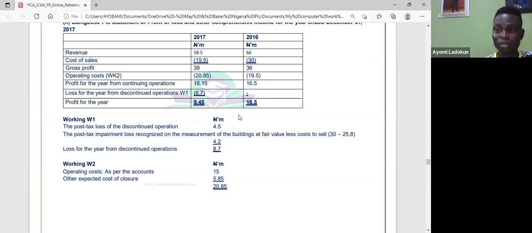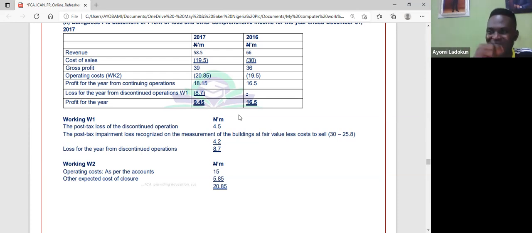Once that is done, three things will happen. One, assets held for sale must be presented separately on the face of the statement of financial position. Two, they are subject to annual impairment test. Three, they are no longer depreciated. So we need to take a look at that.